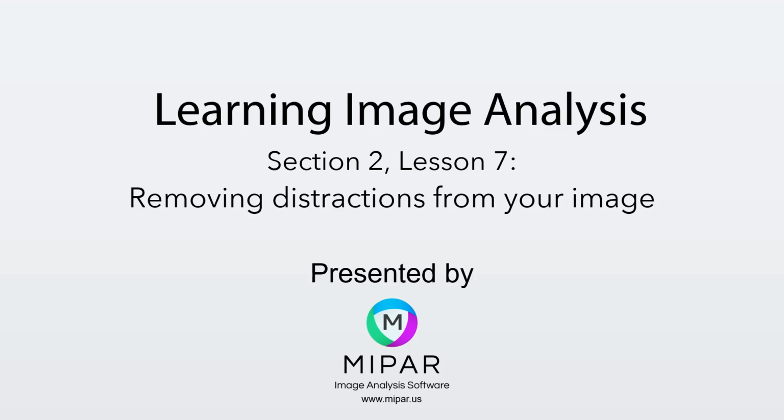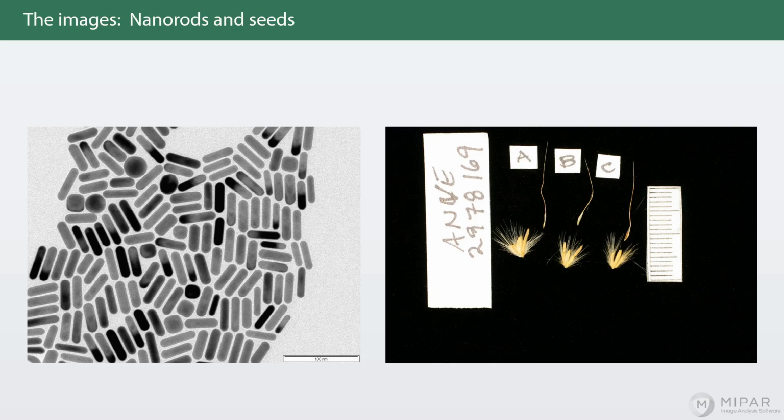Welcome back to Learning Image Analysis. Our lesson today is about removing distractions from your image. So our two images, first we have our gold nanorods that we talked about several lessons ago. And then we also have a new image, one of some seeds.